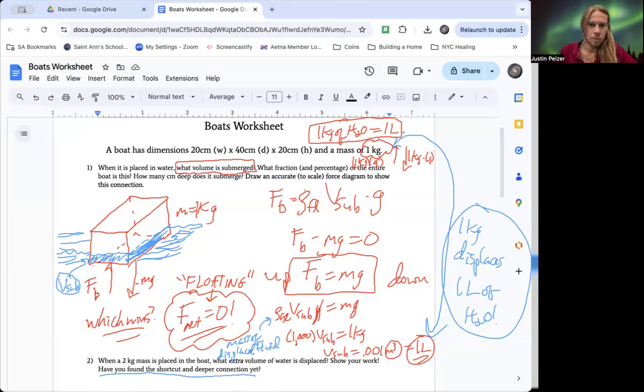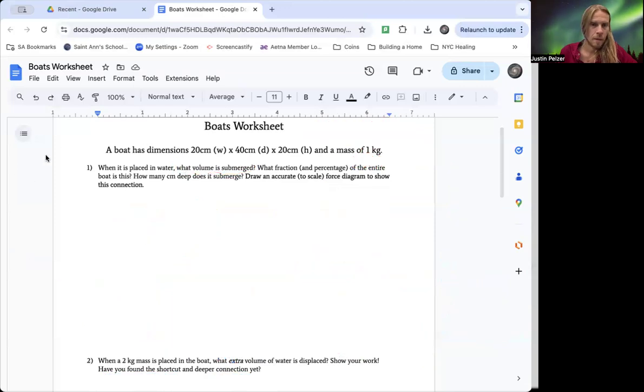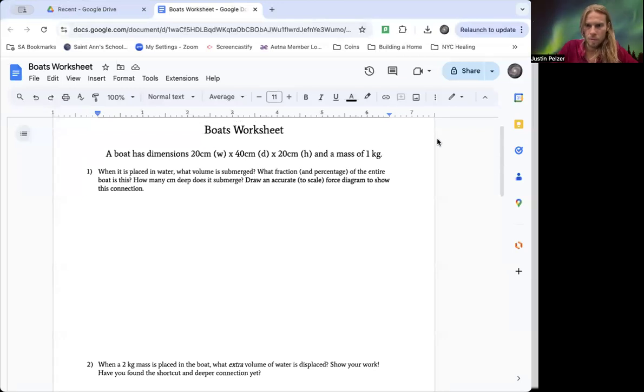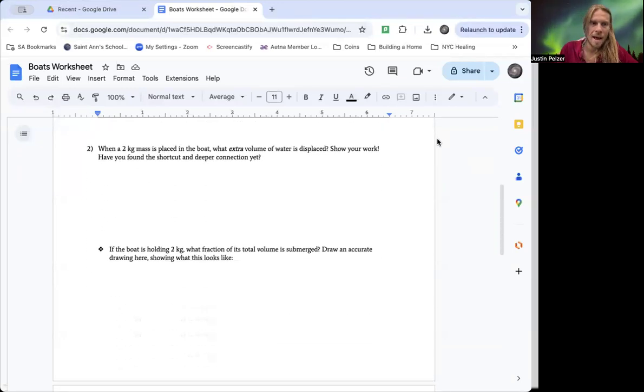So what you can do, I'm going to erase this. Pause the video if you need to. Clear. And if you add 2 kilograms, I'm going to do this one kind of quickly now. You can just say, okay, now M total equals 3 kilograms and then repeat.